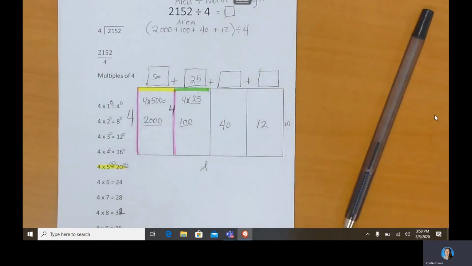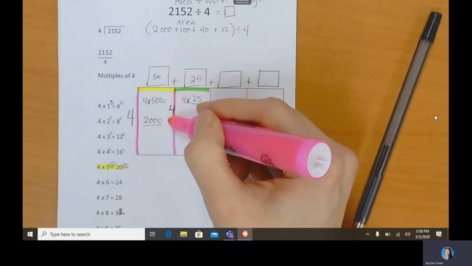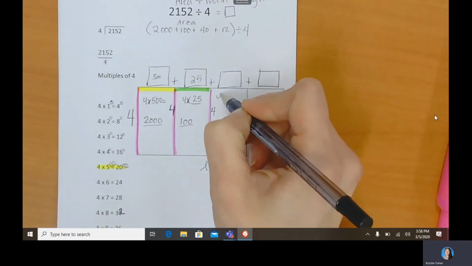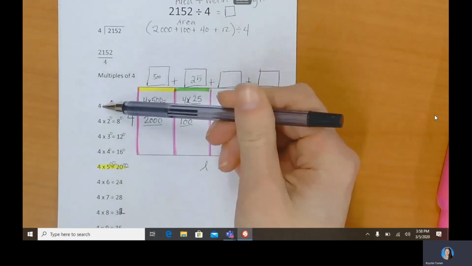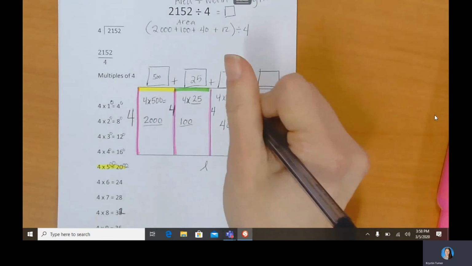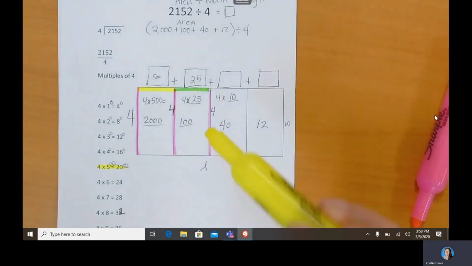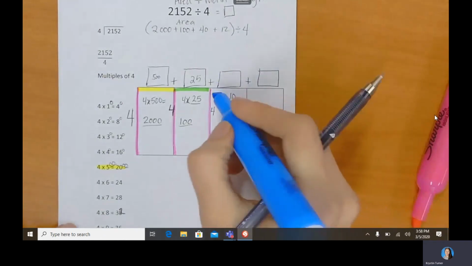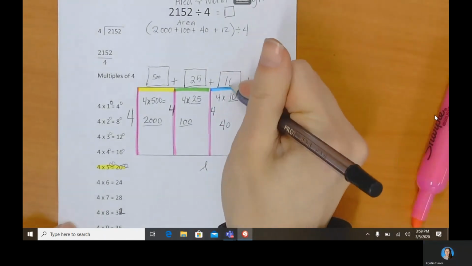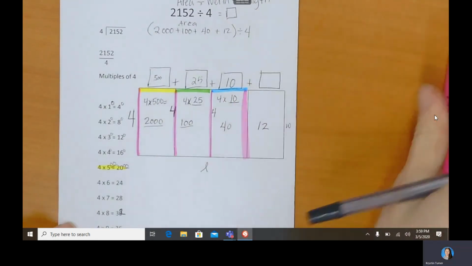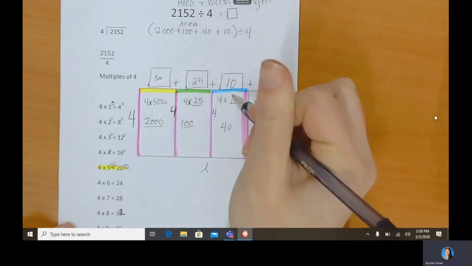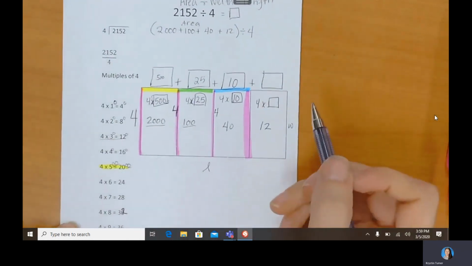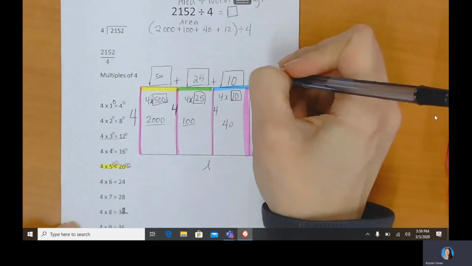So now I've moved on. Again, if this width is 4, then this width is 4, and this width has to be 4. And I'm thinking, 4 times what would be 40? Luckily right here, I already have 4 times 10 is 40. So that means this unknown length up top would have to be 10. And on the last one, I'm trying to think, 4 times what is 12? Right here, 4 times 3 is 12. That's why I have it written there, so I don't have to think too hard. And then this would be a 3 here.